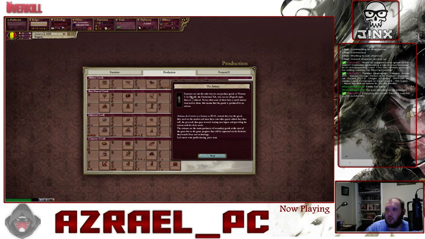The artisan. Factories are not the only way we can produce goods in Victoria 2. In the production tab, you can see all goods types that are produced. Notice that some of them have a small artisan icon next to them. This means that the goods is produced by an artisan.